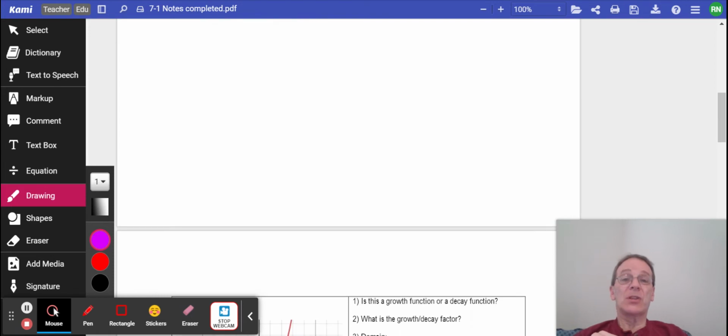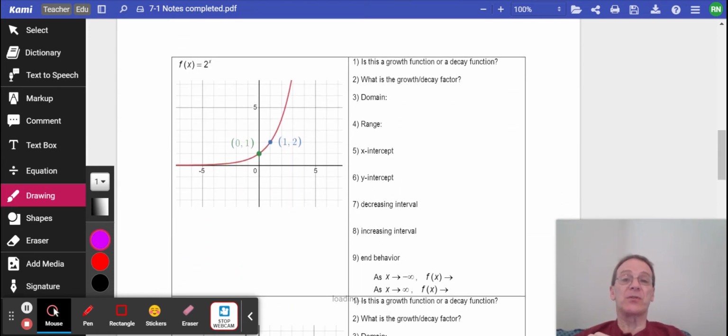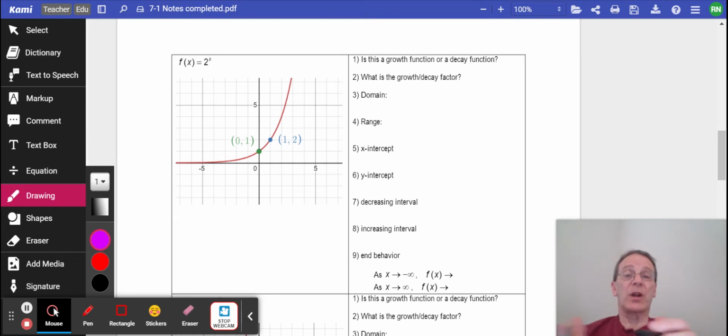Okay, so let's look at two specific exponential functions. And for each one, we're going to answer 9 questions. A lot of these questions you could correctly answer on the homework assignment without ever having watched this video, because you've already learned a lot about analyzing graphs and answering questions about things like domain and range and x and y intercept. You don't need any more special knowledge for some of these, but a few of them you do.